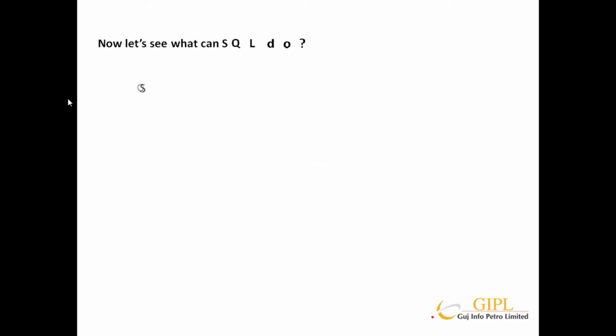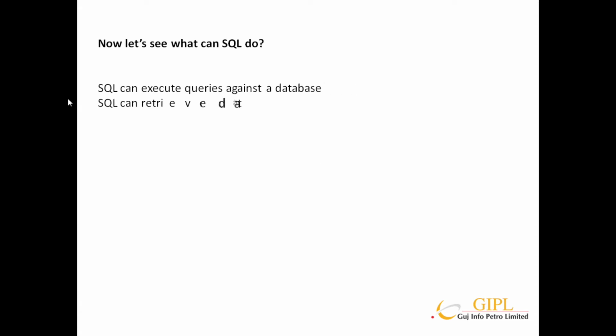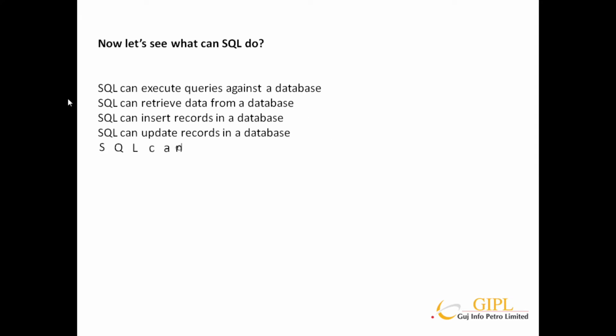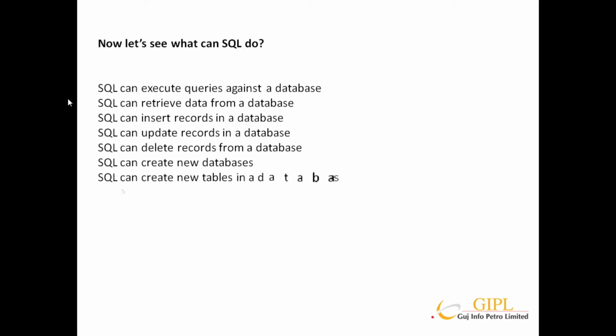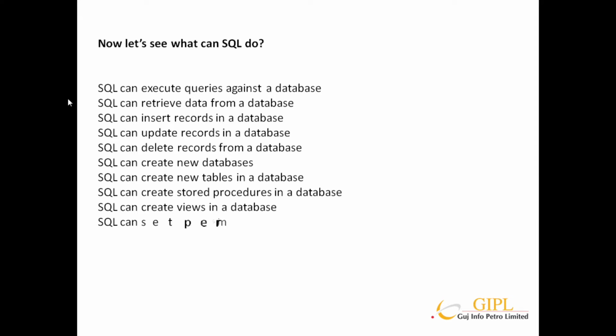Now let's see what SQL can do. SQL can execute queries against a database. SQL can also retrieve data from a database. It can insert, update, and delete records in a database. SQL can create new databases under which it can create new tables. SQL can also create stored procedures in a database. It can create views in a database, and it also allows us to set permissions on tables, procedures, and views.